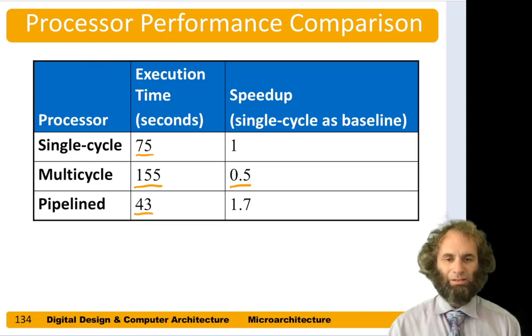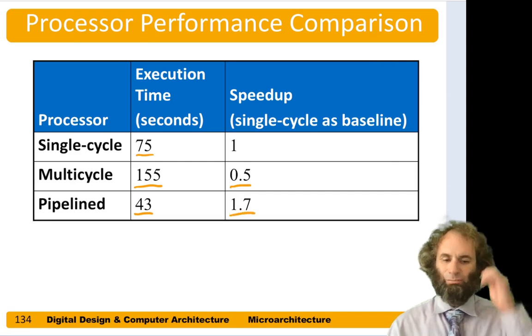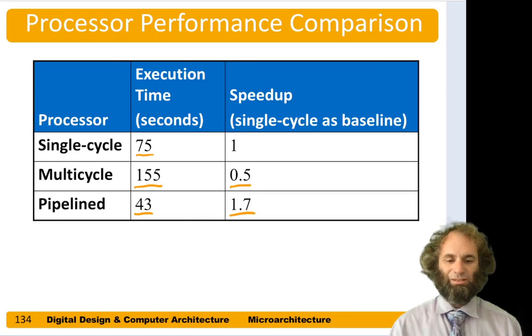The pipeline processor costs some extra hardware. It costs more pipeline registers, but it can execute our program in only 43 picoseconds, which is 1.7 times as fast as the single cycle processor. So getting a 70% speed up is a huge deal on a processor, and getting it just for the cost of some extra registers is a very good trade-off, and that's why nearly all processors today are pipelined.